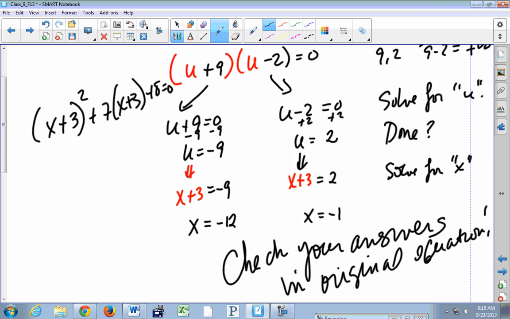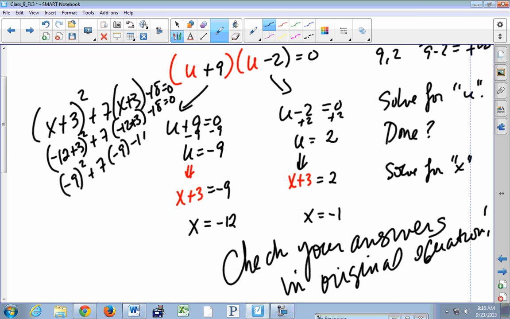So let's put in negative 12, and let's see. Negative 12 plus 3 squared plus 7 times negative 12 plus 3 minus 18 equals 0. Negative 12 plus 3 is negative 9. We're going to square that. And 7 times negative 9 minus 18. Negative 9 squared is 81 minus 63 minus 18. Woohoo! 0 equals 0. We're happy. So this is definitely a solution.